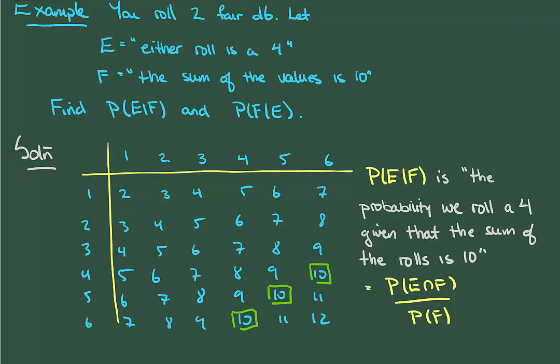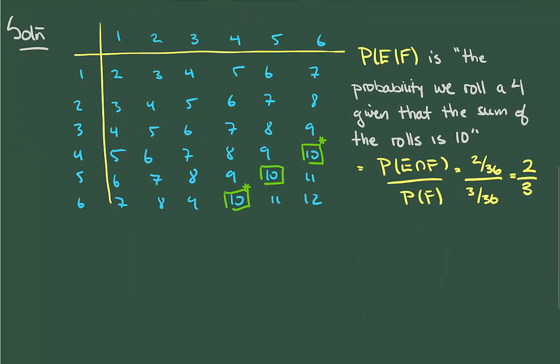Note that the assumption that F has already occurred has really limited the number of possible rolls which could have happened. Now let's put a star on those outcomes whose roll includes a 4, of which we can see that there are 2 of them. If we plug everything into our formula, we get an answer of 2/3.